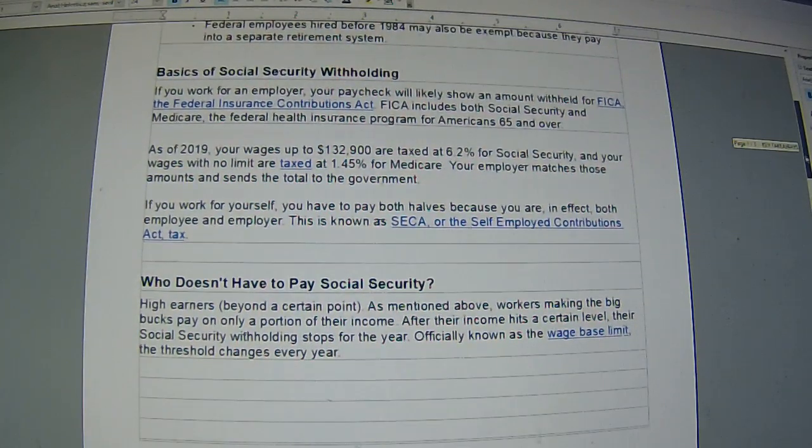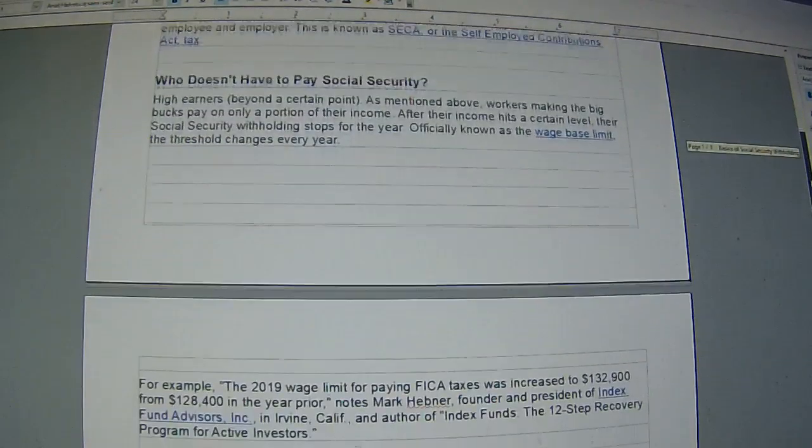That's what I want to know. How do high earners, beyond a certain point, as mentioned above, workers making big bucks, pay on only a portion of their income. After the income reaches a certain level, their Social Security withholding stops for the year, officially known as the wage base limit. The threshold changes every year. Okay, keep that in mind.